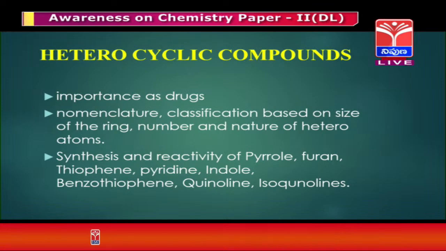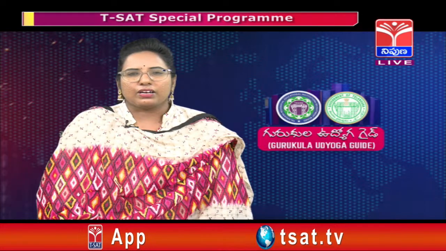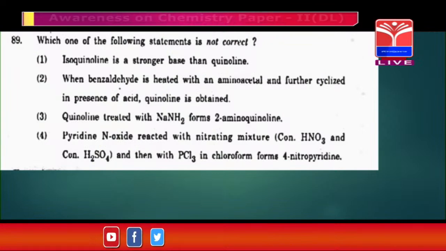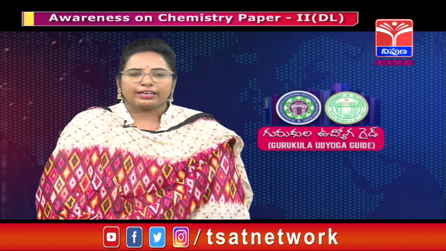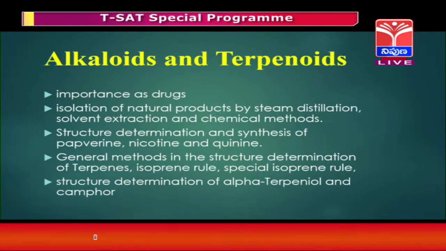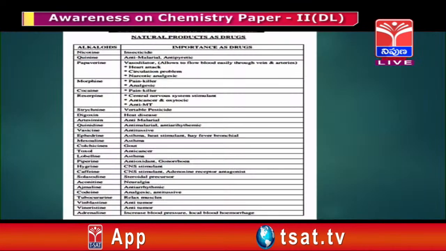Heterocyclic compounds. In this, nomenclature is there and different compounds are there. Synthesis is important, properties are also important. See, this is a statement kind of question, where we have to pick the incorrect statement. Next, alkaloids and terpenoids. Some particular concepts and compounds are given, and we have to practice those mechanisms. These have some uses as drugs.